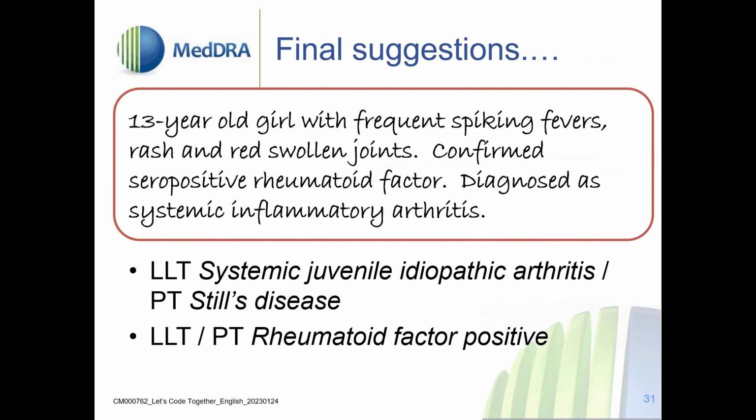We would not split code to capture the reported rash and the spiking fever and the red swollen joints. This is because these are typical for the diagnosis. However, because systemic JIA is more an autoinflammatory condition, we would code the positive rheumatoid factor separately because we would not consider this lab finding to be characteristic of the diagnosis.